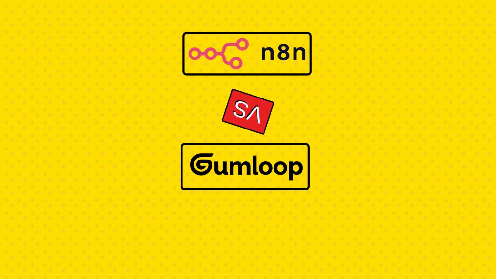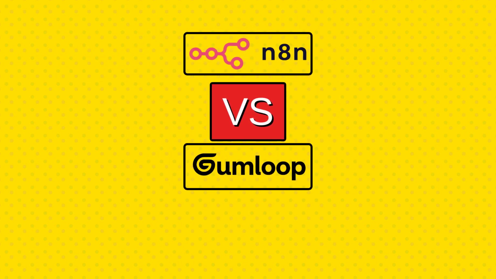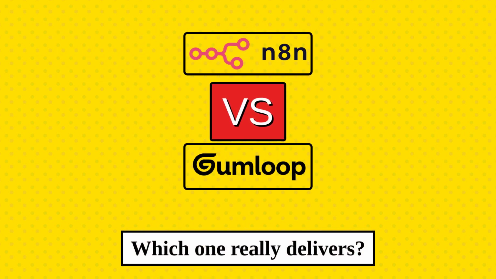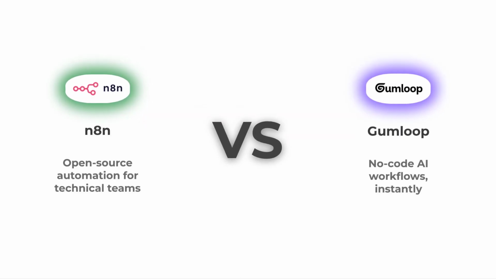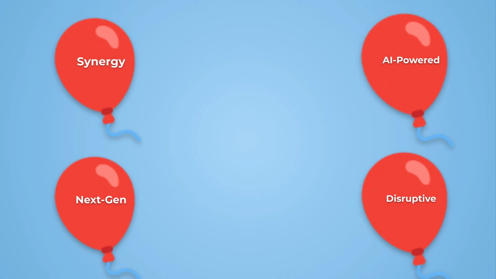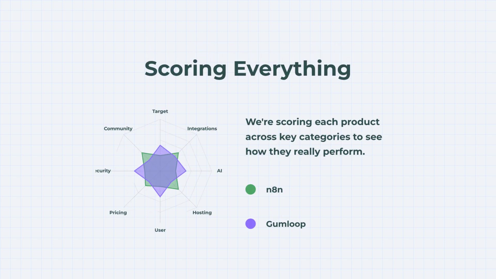Two automation platforms, one open-source powerhouse, one AI-driven newbie. Which one really delivers? On the left, n8n, open-source automation for technical teams. On the right, Gumloop, no-code AI workflows instantly. Let's skip the buzzwords and get to the real stuff. Each category earns points, and at the end you'll see exactly who comes out on top. The result might just surprise you.